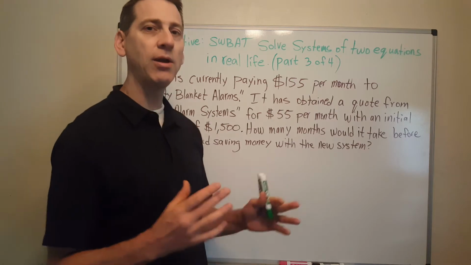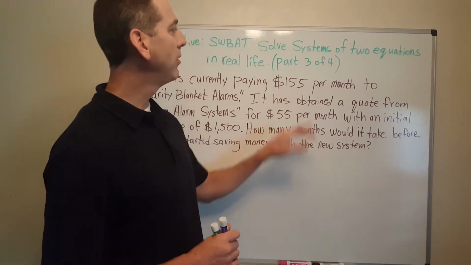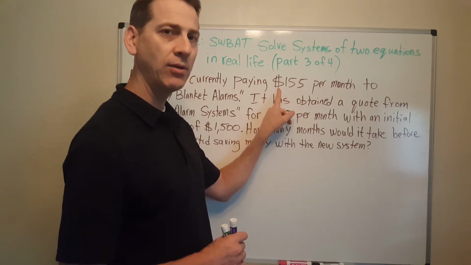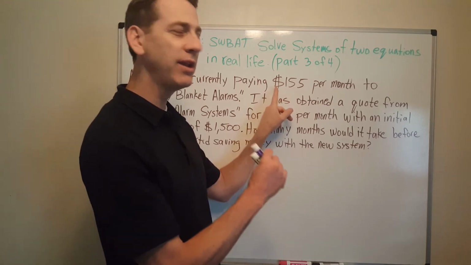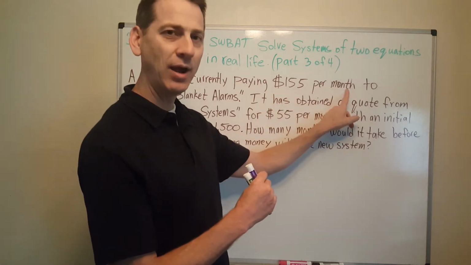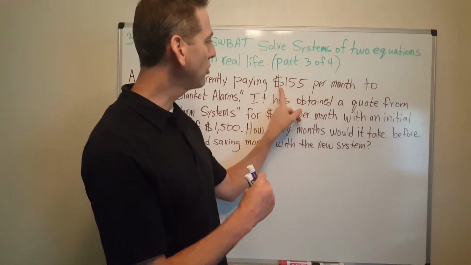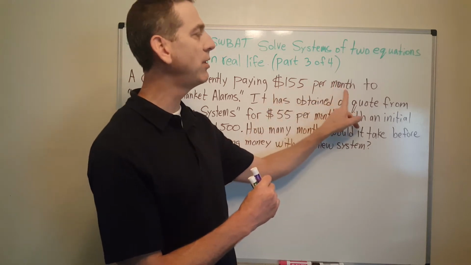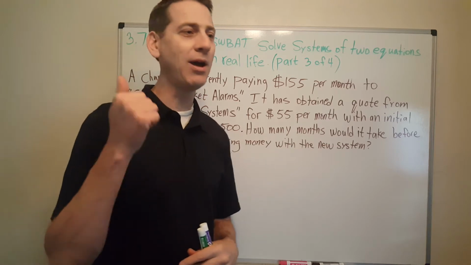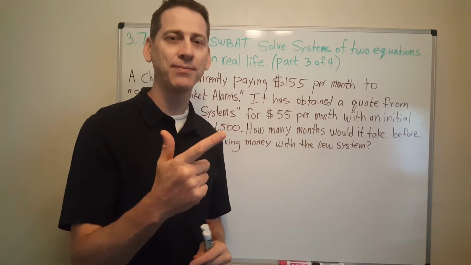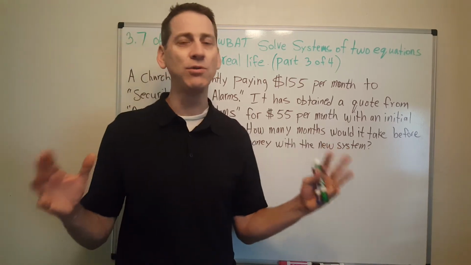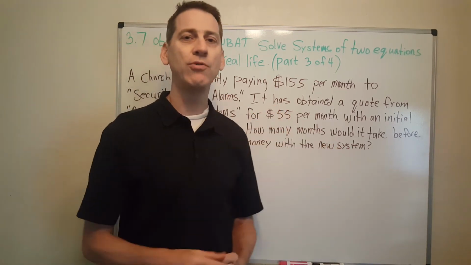Well, we are talking about alarm companies, but what relationship, do you see the relationship with money? What item is related to the money? The time, right? It's so many dollars per month, right? So we're talking about dollars and we're talking about time. So that's our two variables. Once you find those two variables, you're home free.